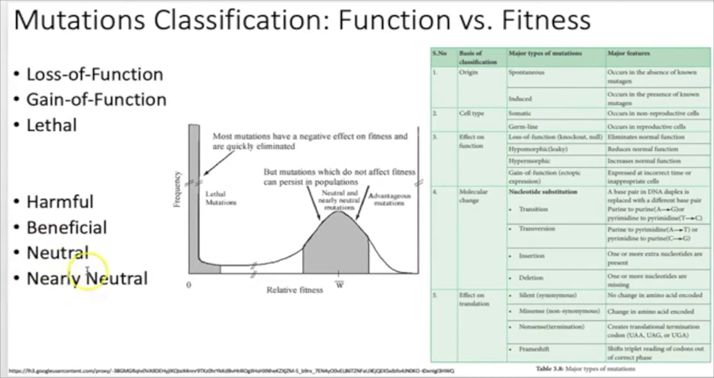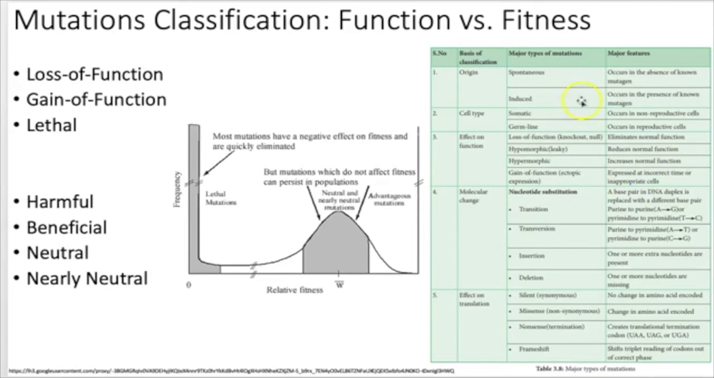So nearly neutral ones are ones that aren't affecting the fitness, but they persist in populations. Like that CCR5 mutation example that I was giving, that would be an example of a nearly neutral one. The selective pressure doesn't really exist much, so it's not really selecting for the mutation, and yet it continues to persist. So that's kind of interesting. That's kind of bridging the gap between a neutral mutation and a beneficial one. So they're potentially beneficial, I guess.